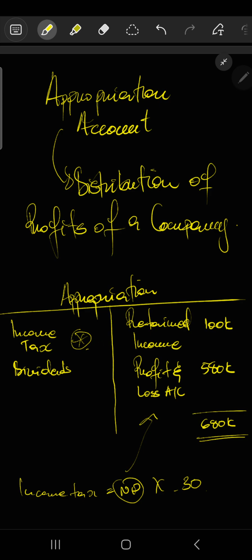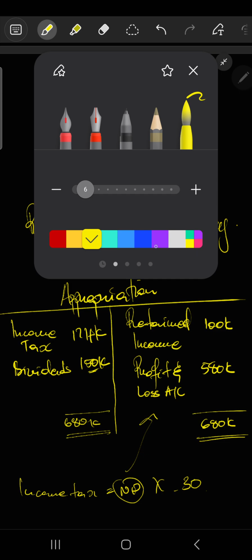So in this case, let's say our income tax is 174K, right? And then let's say we pay our ordinary shareholders how much? We pay them 150,000. So if you take this 680, and then you pay income tax, and then you pay dividends, how much is going to be retained? How much is going to be left out, right?